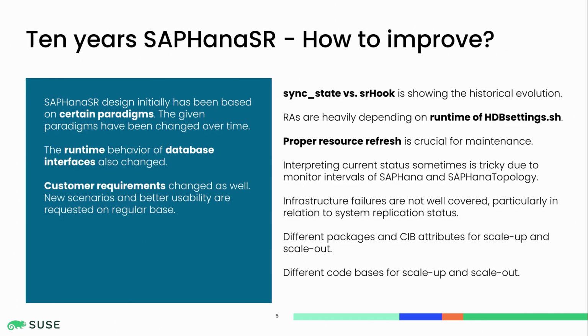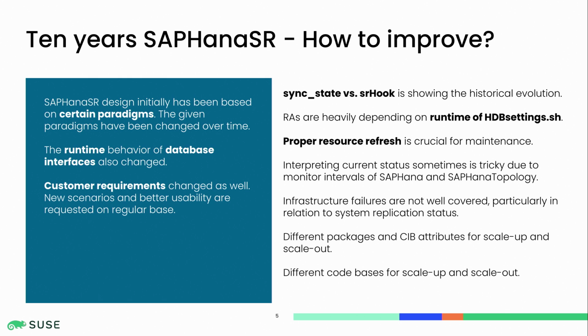So, 10 years SAP HANA system replication, a long time. It was a long way from the very first beginning. And the question is how or why should we change this? It's a proven solution. It's kind of stable. It's widely used. Why do we change? So there are several reasons. 10 years ago, there were some paradigms. HANA was mostly an appliance. There were some restrictions. There were only very limited scenarios supported from the SAP HANA side.